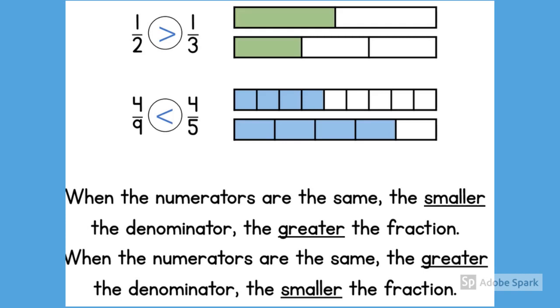So looking at these two fractions to compare, we can see 1/2 and 1/3 are unit fractions. The numerator is 1, but the denominators are different. 4/9 and 4/5 are non-unit fractions. Again, the numerator is the same, but the denominator is different. Pause the video and read the stem sentences.